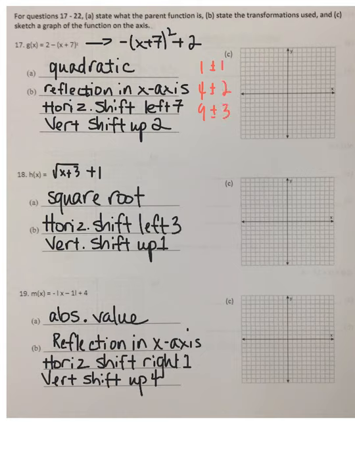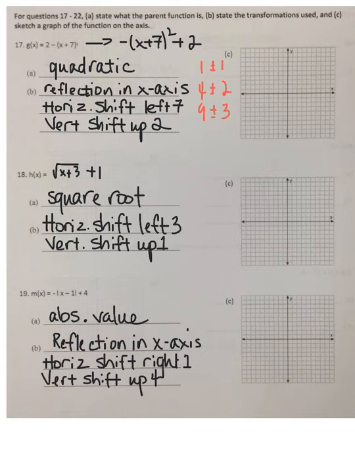Okay, so I'm going to start with the turning point. So let's see what I have here. I know that I have a horizontal shift to the left 7 and then up 2. So just to show you, I'm going to go 1, 2, 3, 4, 5, 6, 7. Then I'm going to go up 2. And that's where my turning point is going to be. Okay? All right, so let me get that.